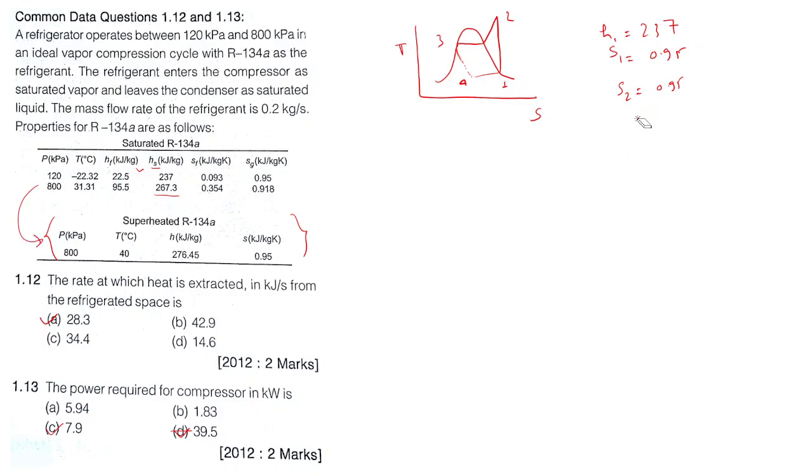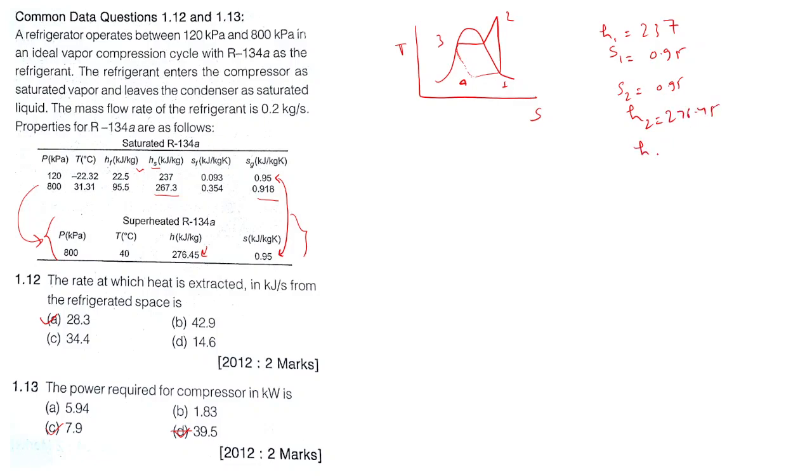Since 0.95 is the entropy, S2 here entropy is given the same. So this is what we are looking for, right? If it were not given, then we would look for CP, and S2 minus SG would be CP ln T2 by the saturation temperature. From there we would find it. But here they have directly given the properties, so we will take this. H2 would be 276.45.